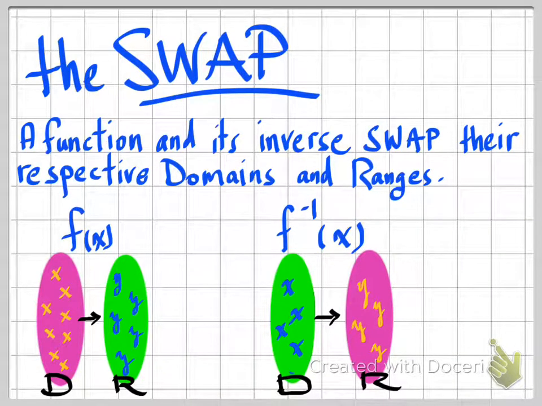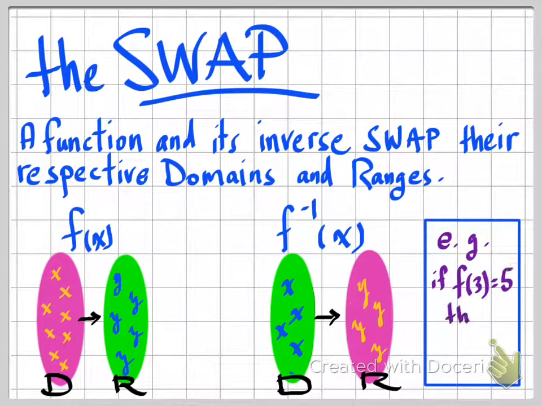For example, if I know that f of 3 equals 5, then that tells me that f negative 1, the inverse of f, of 5 is equal to 3. This is actually really powerful information. If you know two functions are inverses of each other, you really only have to know the domain and range of one of them, because that's automatically reversed for the inverse.